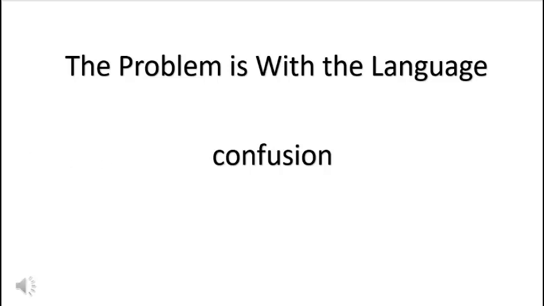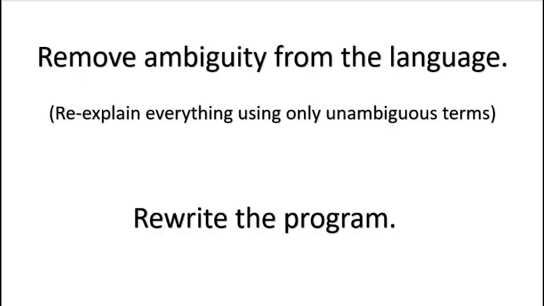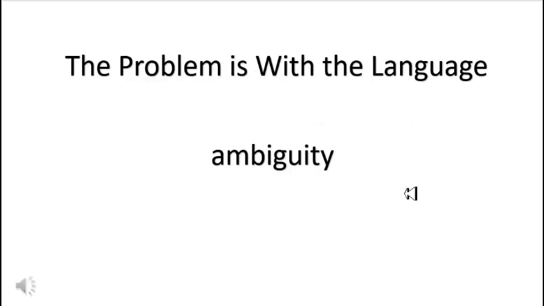And so what I plan on doing, and what I have always been trying to do, is remove the ambiguity from the language. Okay, so I want to rewrite the program. I want to clean up the code. And then I want to re-explain everything using only the unambiguous terms. And so we can remove the ambiguity. If we remove the ambiguity, we are going to remove the confusion. Okay, so that's basically my thinking. That's the way I operate, and that's the way I think.